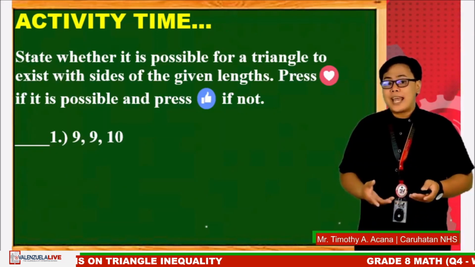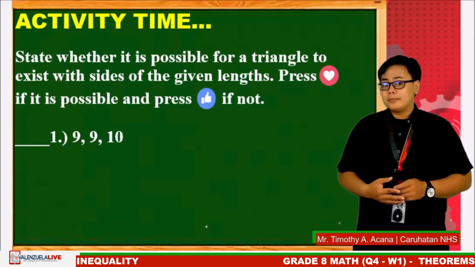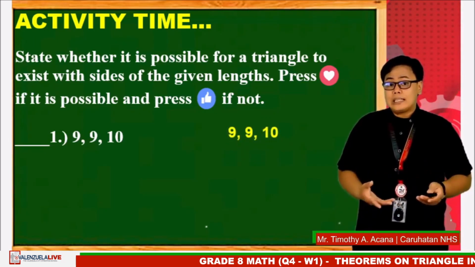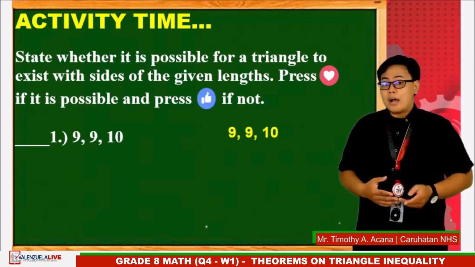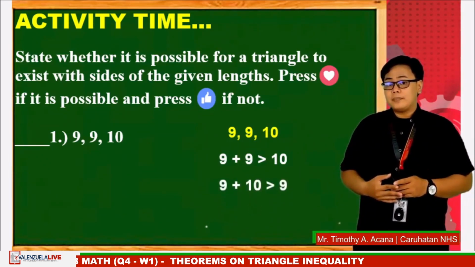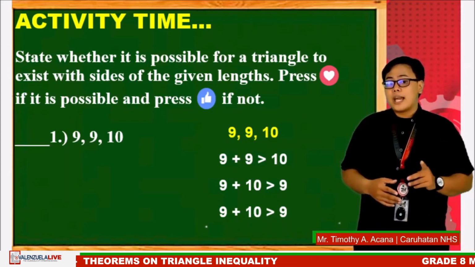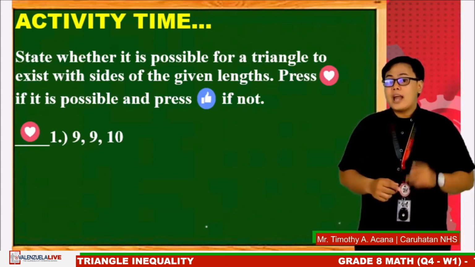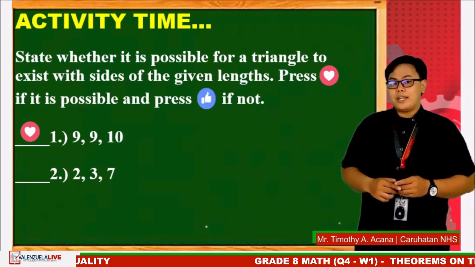First, we have sides 9, 9, and 10. Will 9, 9, and 10 form a triangle? Using triangle inequality theorem number 3, which says that the sum of two sides of a triangle must be greater than the remaining side, we have 9 plus 9 is greater than 10, 9 plus 10 is greater than 9, and again 9 plus 10 is greater than 9. Since the sum of any two sides is greater than the remaining side, therefore 9, 9, and 10 are possible lengths of a triangle.